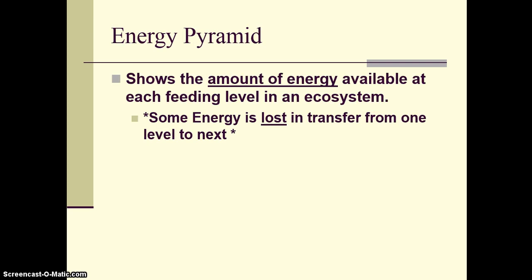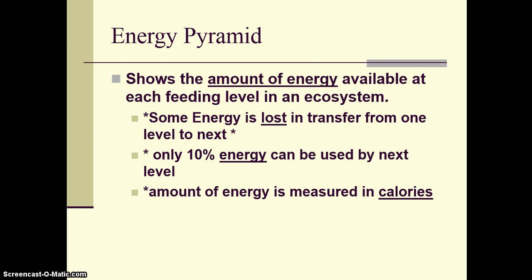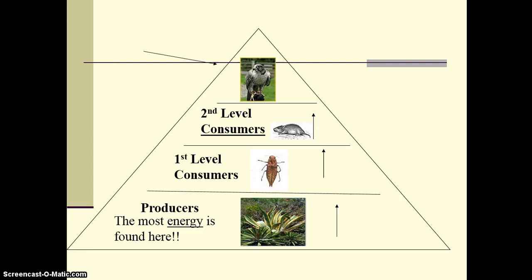An energy pyramid is a model that shows the amount of energy available at each feeding level in an ecosystem. It is important to note that some energy is lost in transfer from one level to the next. So that means that the bottom of your food pyramid is where the most energy is, and as you go up the food pyramid, you get less and less. In fact, only 10% of the energy at each level is used by the next level up. And that energy is measured in calories.